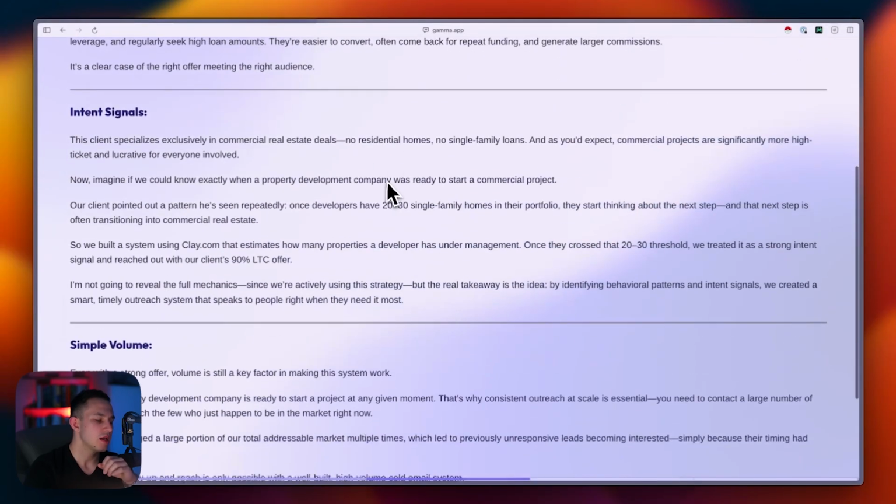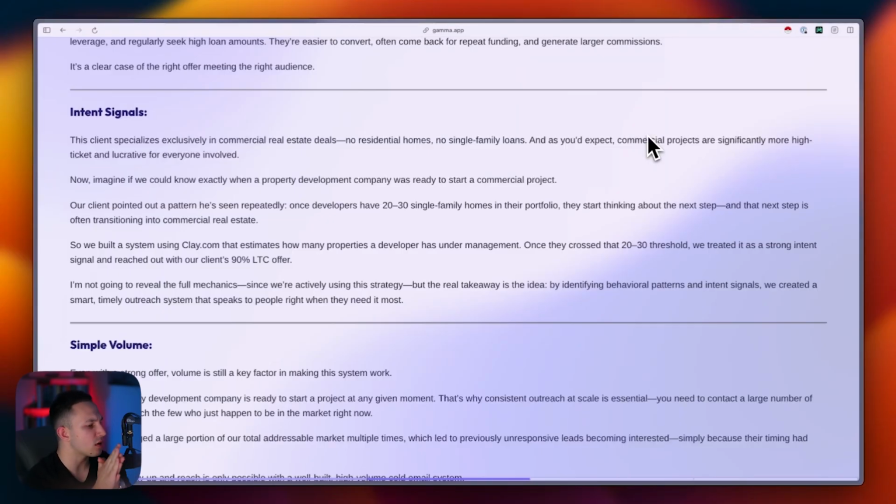Okay. Additionally, we got to talk about intent signals. Now, this client specializes in commercial real estate. Yes, they offer multifamily, single family, whatever, but they specialize in commercial because that's the most expensive type of property, and bigger commissions, whatever. That's how it plays out. Now, as you'd expect, commercial projects are significantly more high ticket and lucrative for everyone involved. Now, imagine if we could know exactly when a property development company was ready to start specifically a commercial project, right?